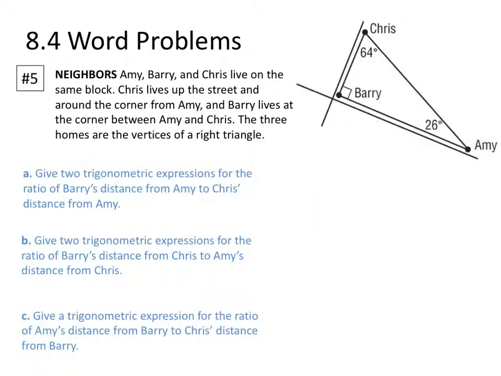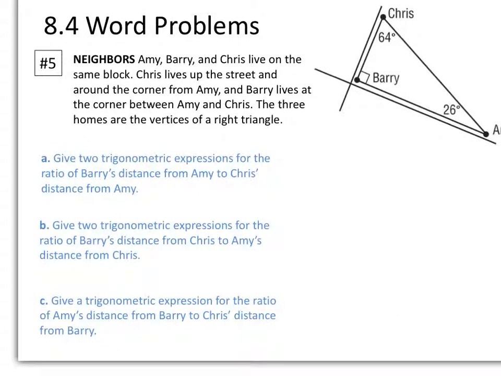Okay. Next, many of you specifically requested this question. I think the wording maybe tripped up some people in understanding. So hopefully this isn't getting cut off too much. All right, number 5, the neighbors. Amy, Barry, Chris live on the same block. Chris lives up the street, and around the corner from Amy and Barry lives at the corner between Amy and Chris. The 3 homes are the vertices of the right triangle. So instead of using these names, I just use A, B, and C.